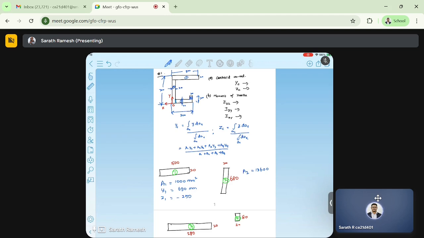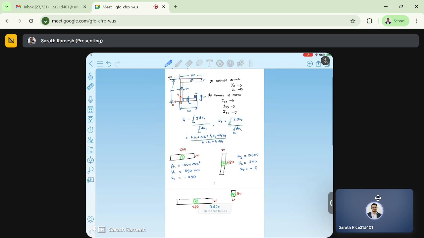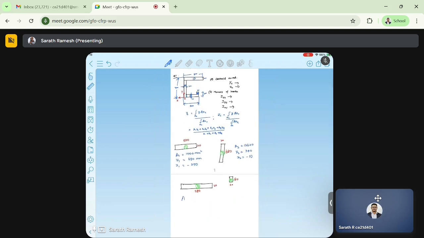And what is Y2? Y2 is straightforward: half of 680, which is 340. What is Z2? Again, it is straightforward, minus 10, 20 by 2. It is touching the origin, so that's why it is straightforward. Now, what is A3? A3 is 280 times 20, which is 28 twos are 56, so 5600. What is Y3?